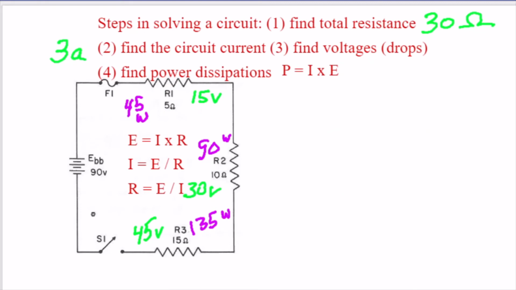Okay, that's kind of it. We have solved this circuit. We've figured out what the total resistance is. We've found the circuit current, 3 amps. We've found the voltage drops across each of the resistors. And we've found how much power is dissipated across each of those resistors. So we've done our job.